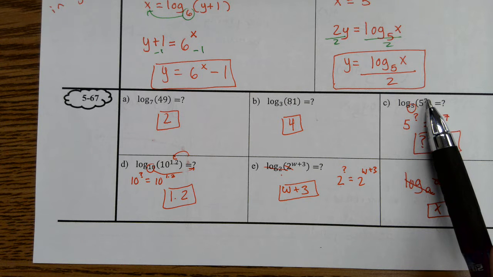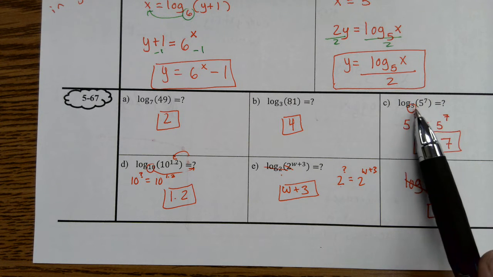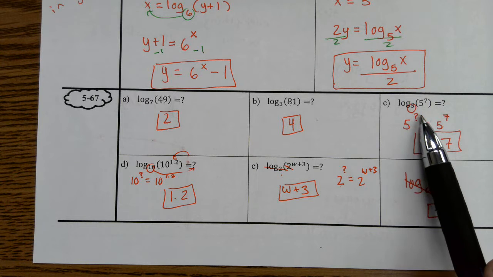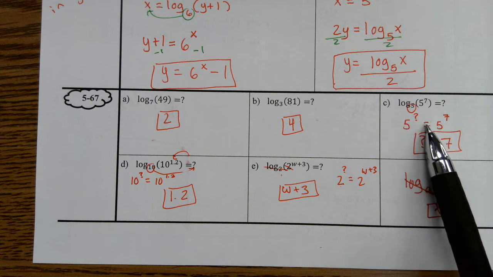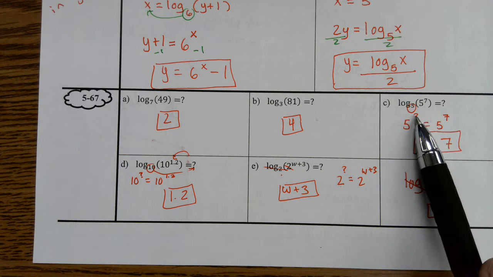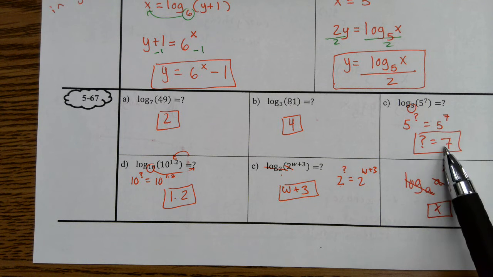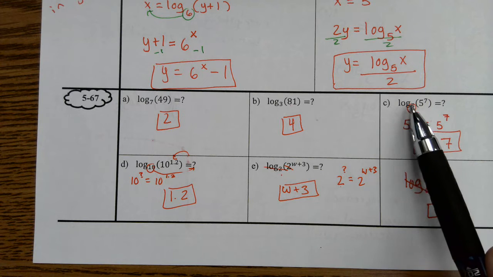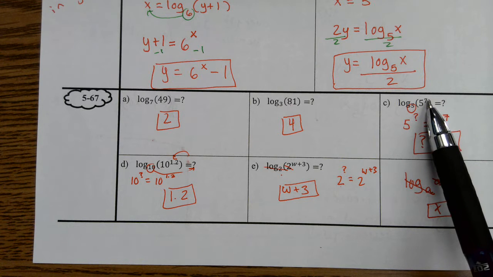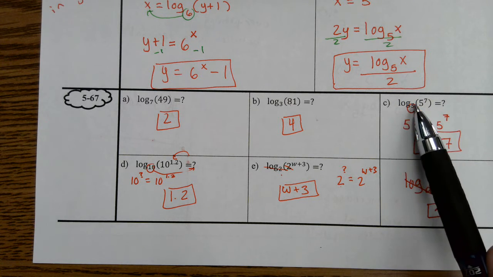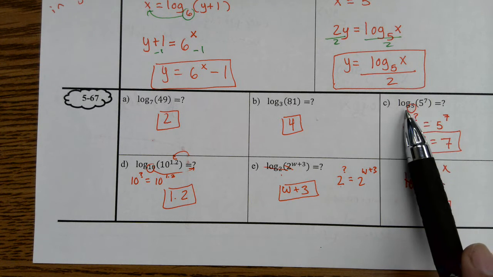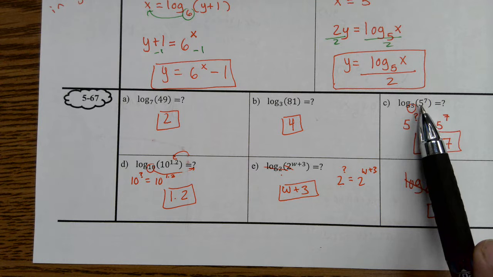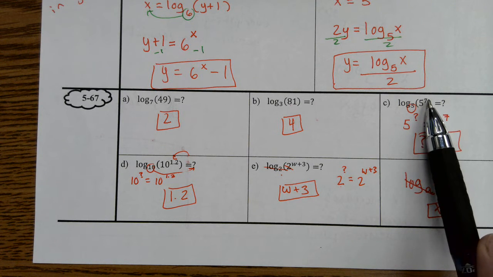This one looks kind of weird, but it's actually pretty easy because if you write this as an exponential, 5 to the question mark power equals 5 to the 7th. So if the bases are the same, the exponents must be the same. So question mark must be 7. What power do I have to raise 5 by to get 5 to the 7th power? Well, the power that you have to raise it by is 7, because 5 to the 7th is 5 to the 7th. So anytime the base and this base are the same, you can cancel them out, and your answer will be just the remaining exponent.